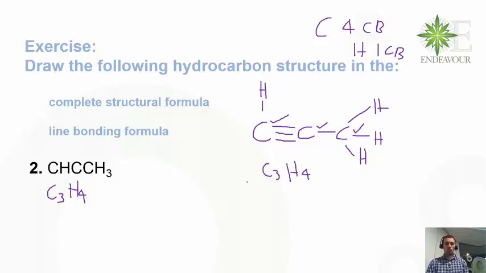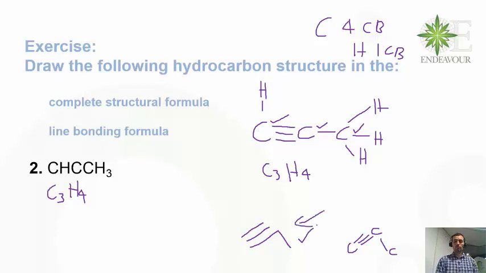What about the line bonding formula? So this is where we're just drawing the bonds between the carbons. So we've got a triple bond and then one single bond down here. So that's what the line bonding formula would look like for this one. So it's equivalent to drawing it like this with the carbons. But remember, to be completely correct, we draw it without the carbons, which is what I've shown you on this side.